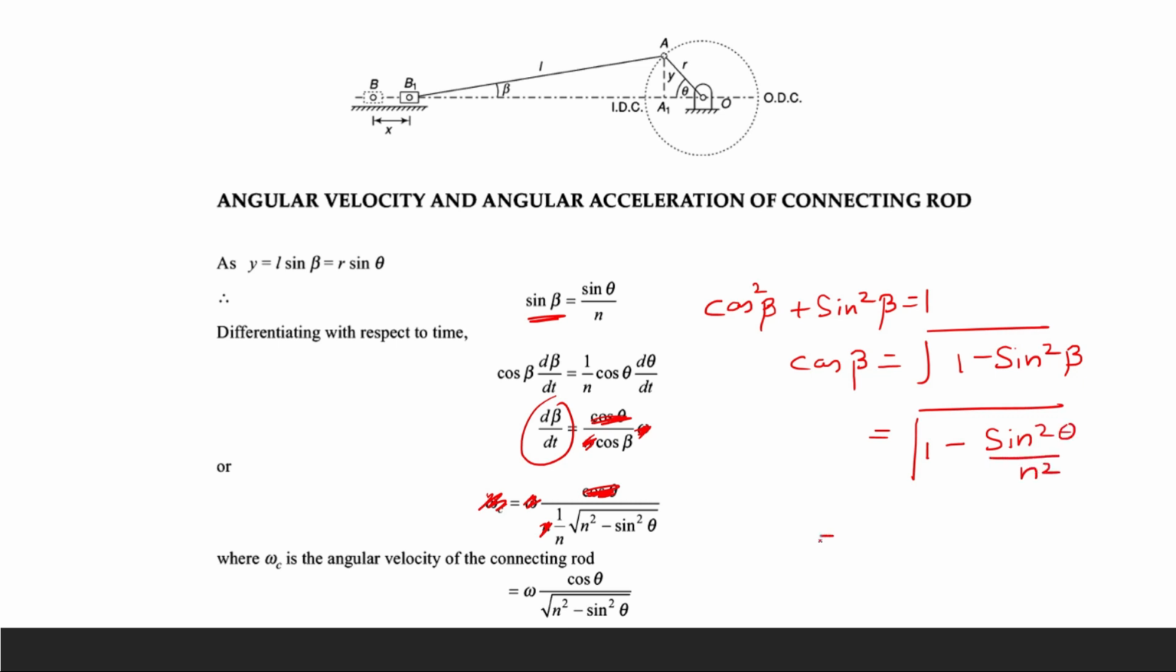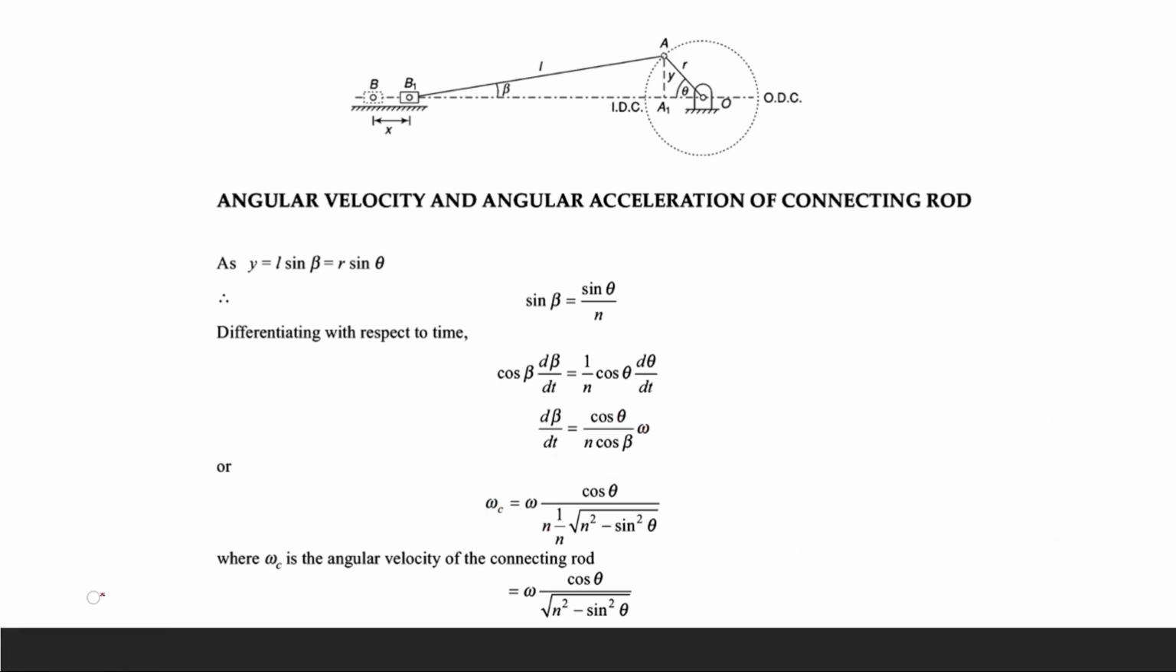Okay, or I can just write it equal to n square minus sin square theta divided by under root of n square. When you take it outside, it becomes 1 by n. So this is what you have replaced, that cos beta is equal to this quantity. So we replaced this, and this is the final relation for calculation of angular velocity of the connecting rod. Okay, so according to the given option you can answer.